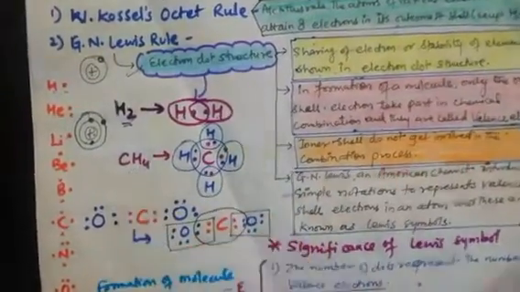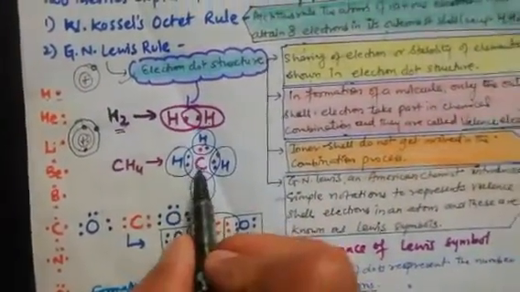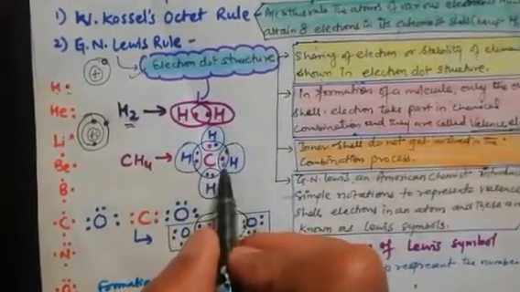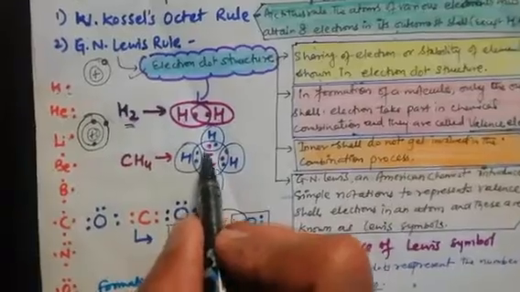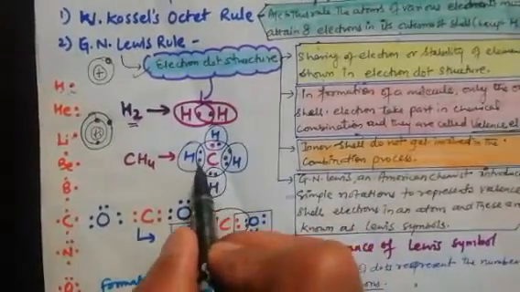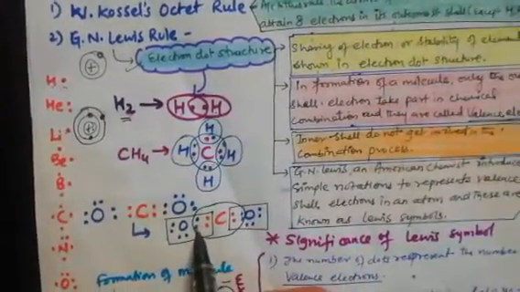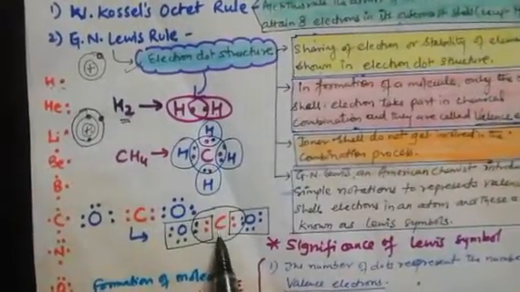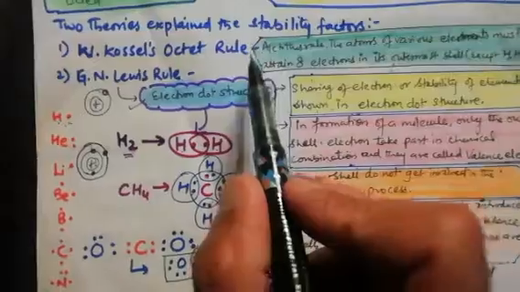Okay, suppose in case of methane also, carbon has 4 electrons, the pink color electrons, and hydrogen has the blue color electrons. Then there will be mutual sharing. Now carbon got 1 2 3 4 5 6 7 8 electrons. Similarly here also 1 2 3 4 5 6 7 8. Now you can say carbon is satisfied with 8 electrons. That is called the octet rule.